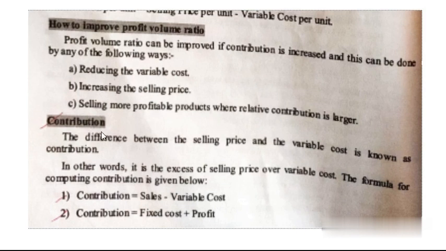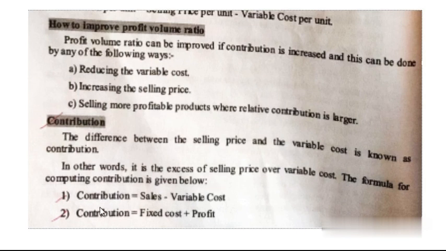Next, what is contribution? The difference between the selling price and the variable cost is known as contribution. In other words, it is the excess of selling price over variable cost. When you subtract your variable cost from the selling price, you get contribution. Only when your selling price is in excess will you get a positive contribution. If your selling price is less than your variable cost, then it is a loss. But it will not always be like that. Selling price will be more than your variable cost, so that difference is called contribution.